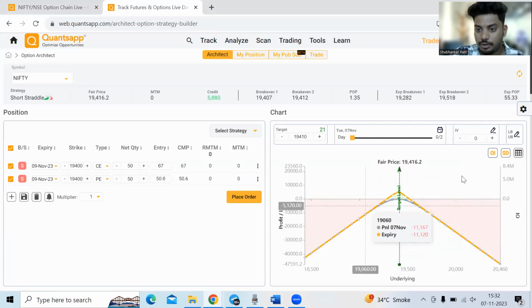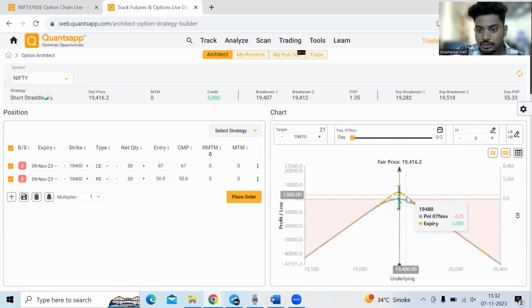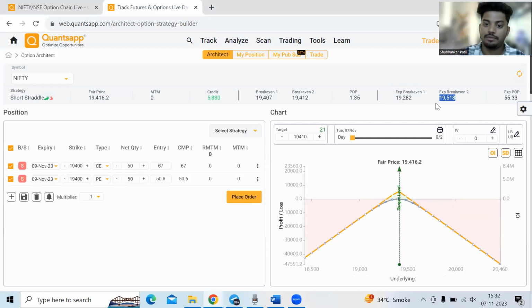Now this is how the payoff looks. The options OI is also plotted on the graph, but if I wish to hide it, I can simply click on the OI panel over here and hide it. Now, it's telling you that if the market remains within this zone, the break-even points are also mentioned, expiry break-even 1 and expiry break-even 2: if the market remains between 19,282 and 19,518, then this strategy will give me money. That is where I will make profit.